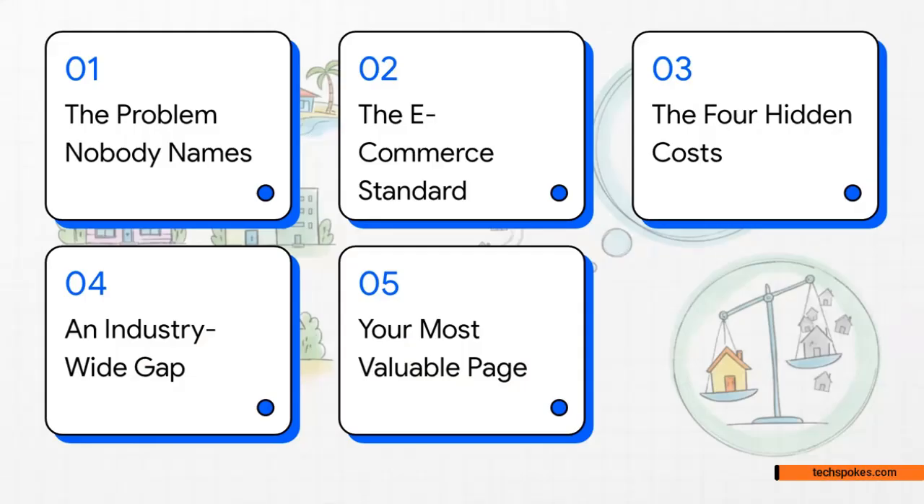Okay, so let's get into it. First, we're going to define the problem. Then we'll look at how basically every other industry on Earth has already solved it. After that, we'll break down the 4 hidden costs of ignoring it, figure out why this gap even exists in the first place, and wrap up by looking at what's really at stake on your single most valuable digital page.